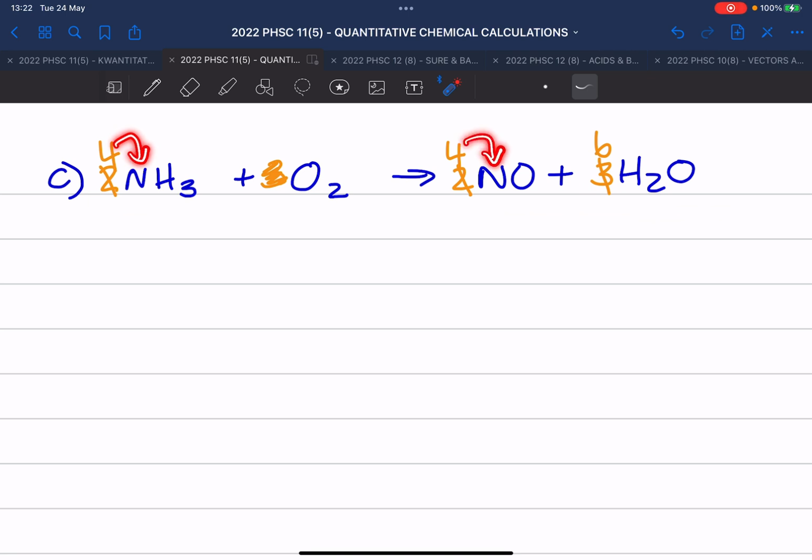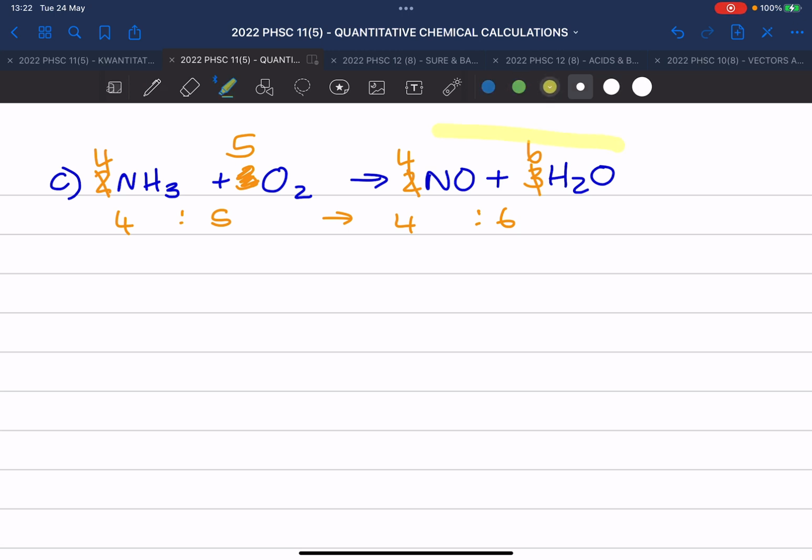Okay, so we have checked here. 4, 4. 12, 12. On the left-hand side so far, I have 2 oxygens. On the right-hand side, I have 4 plus 6 gives me 10 oxygens. How can I make that 2 a 10? 5 in front of it. Easy peasy. So this mole ratio is 4 to 5 to 4 to 6. That is my mole ratio, it's my recipe.